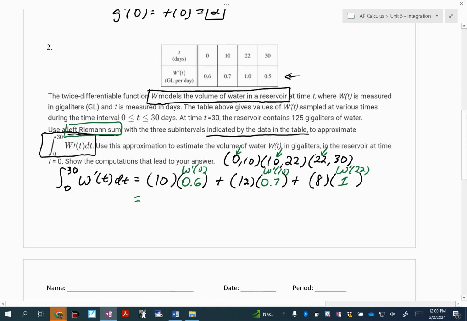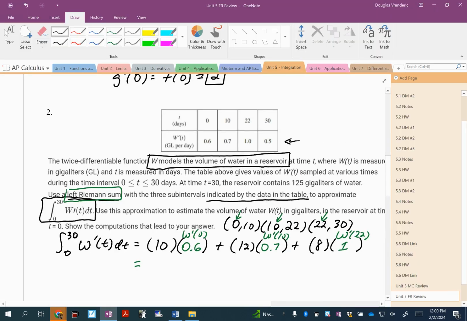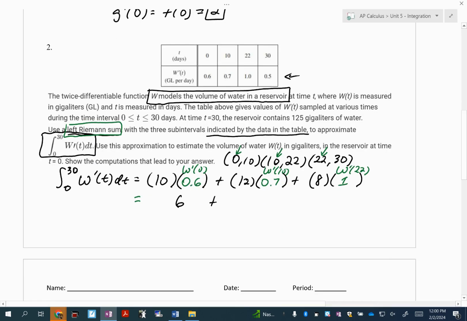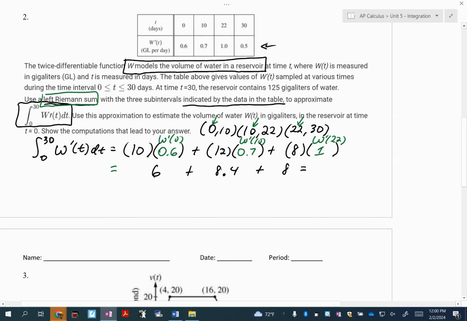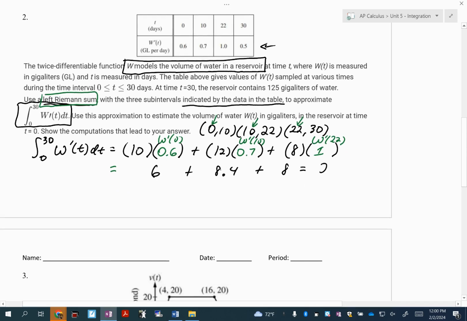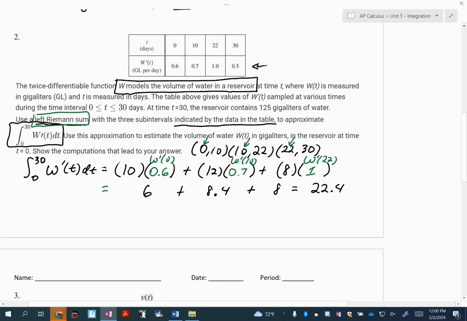So if I were to get those values, I'm going to get 10 times 0.6, which is 6. 12 times 7 is 84, but you've got to move the decimal to get 8.4. 8 times 1 is 8. So when you add those all up, you get 14.4 plus 8, which is 22.4 units. So let's go ahead and put a unit here.